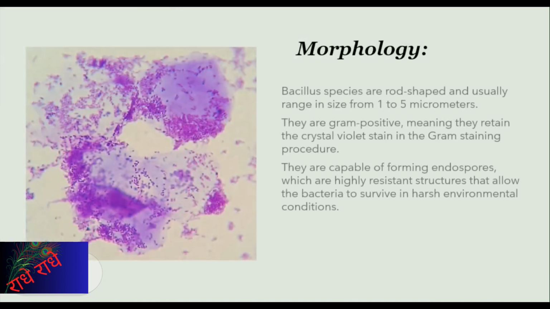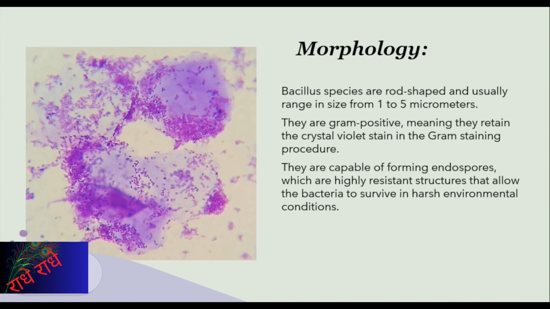Bacillus species are rod-shaped, typically ranging in size from 1 to 5 micrometers. Gram staining shows them to be gram-positive, where they retain the crystal violet stain. These bacteria also have the ability to form endospores, which are resistant structures that allow them to survive in harsh environments.